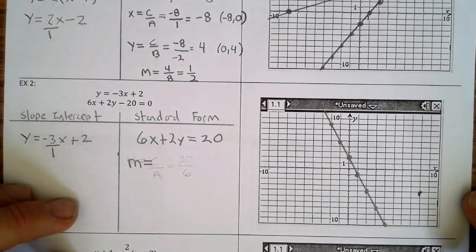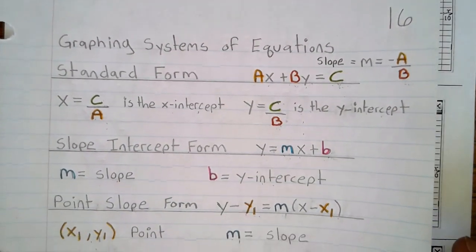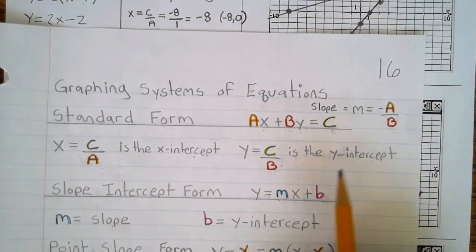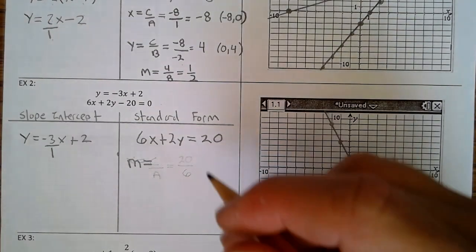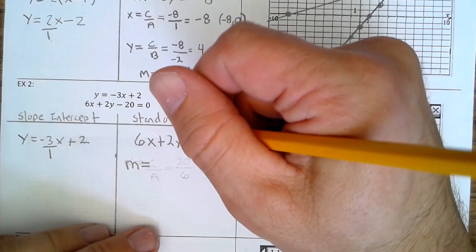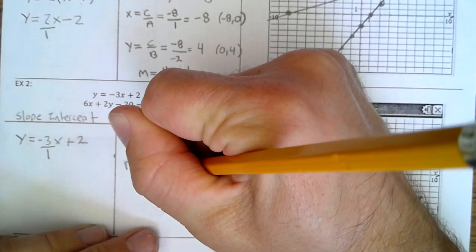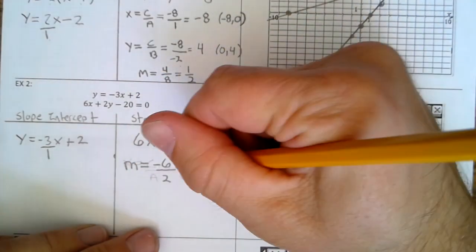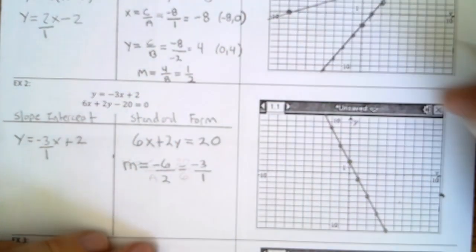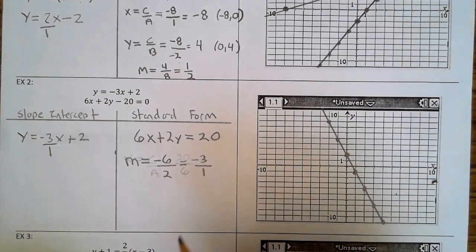Okay, now we know from our notes that a slope is negative a divided by b, okay? So that's negative a, which is negative 6, divided by b, which is 2. So our slope is negative 3 divided by 1. Now that's helpful, but we need a point. So the x-intercept didn't work out.